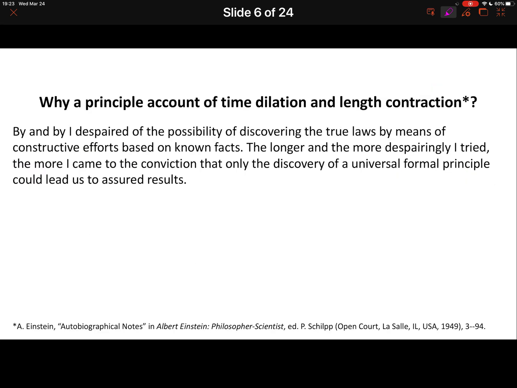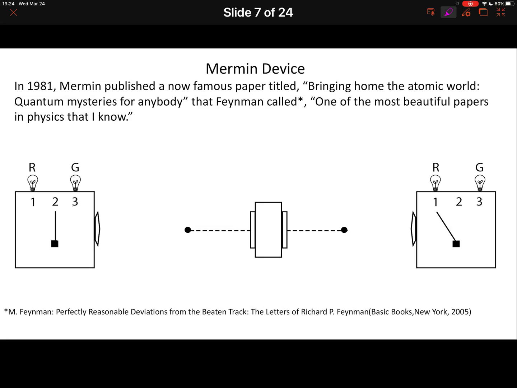So why did Einstein produce a principal account of time dilation and length contraction? Well, here's a quote from Einstein, and he said he just despaired of the possibility of coming up with the true laws from constructive efforts. He just couldn't figure it out any more than anyone else could. So he produced a formal principle that would explain the time dilation and length contraction. And today, 116 years later, we still don't have any constructive account. There is no theory of the ether, and physicists have even given up looking.